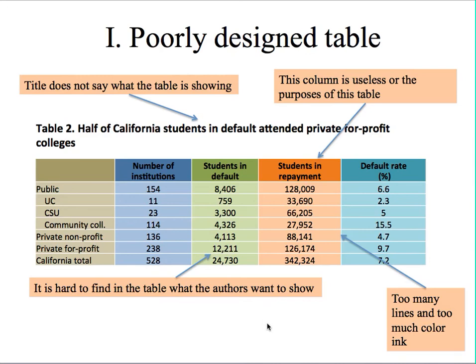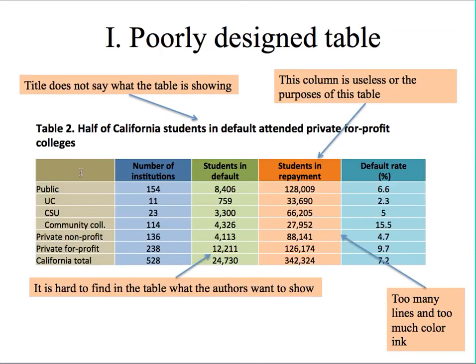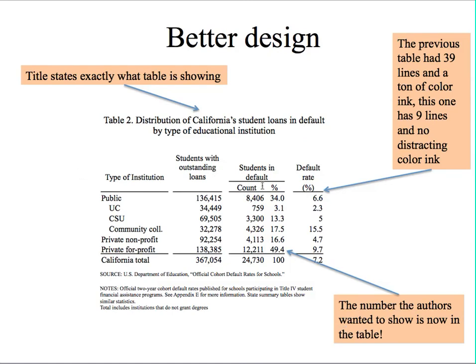So, what do I suggest? I suggest something like this. Change the title to indicate what the table is showing. It's showing a distribution of California student loans in default by type of educational institution. Now we know what the table is showing. Right? I switched the columns a little bit. Students with outstanding loans. These are all the students. Now we show the students in default, that is a count and a relative frequency. Now we have that 50% that they were trying to show in the table, right?